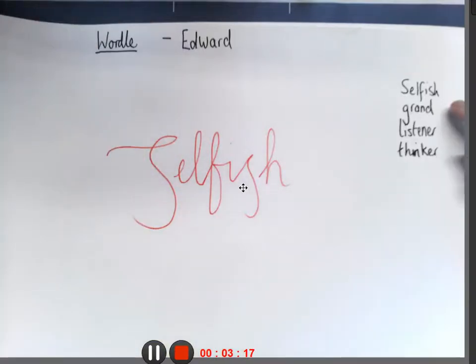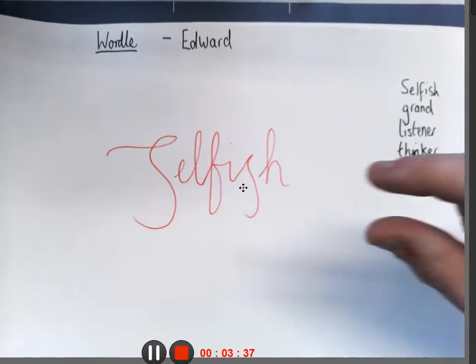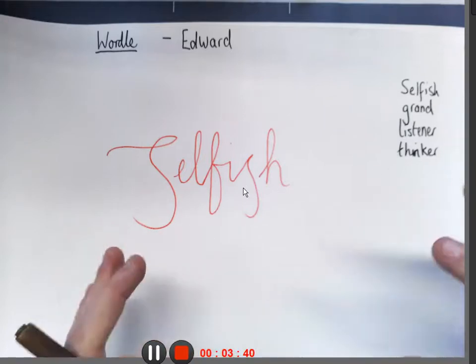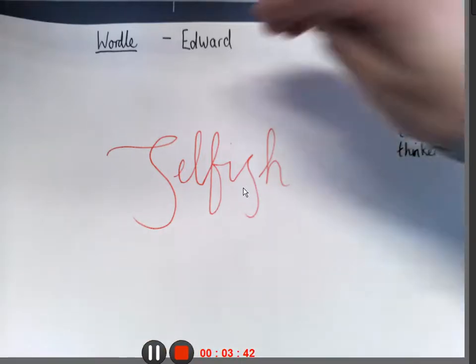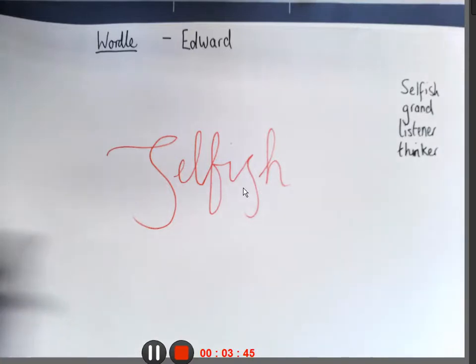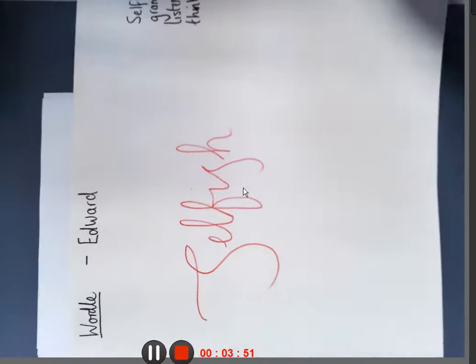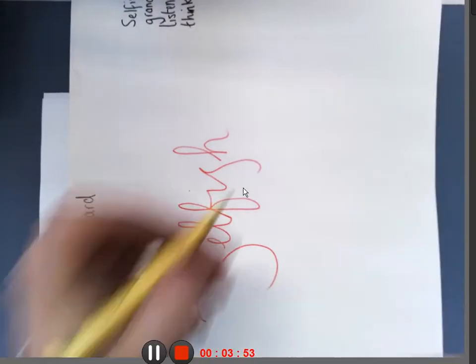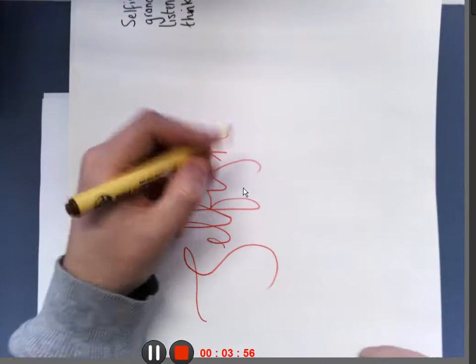So I'm going to look at the word listener next. Listener. Now, at the start of the story, Edward wasn't really a good listener. He did listen to what people said, but he wasn't a really good listener, was he? So because he wasn't a very good listener, I'm going to do this word smaller, because the bigger the words, the more they stand out, the more you associate with the character. He wasn't a good listener, so I'm going to do that smaller. Now I'm going to turn my page and I'm going to do that word in a different direction. And this is what makes a Wordle quite interesting.